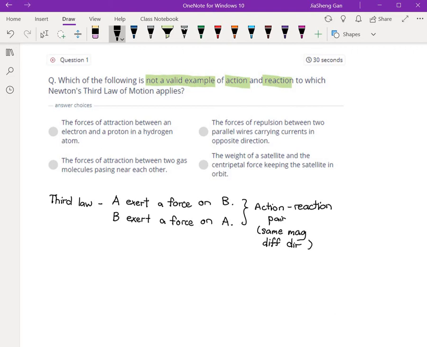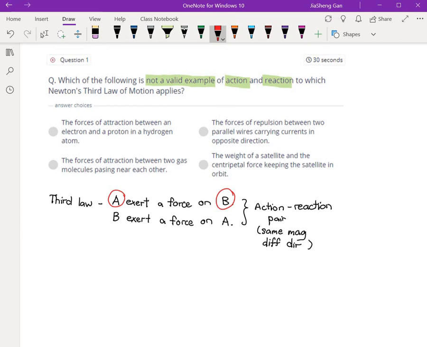So for this question, our job will be to find what is object A and what is object B. Then we have to see whether one of the forces is being exerted by A on B and the other force is exerted by B on A. Okay, so let's check it out.